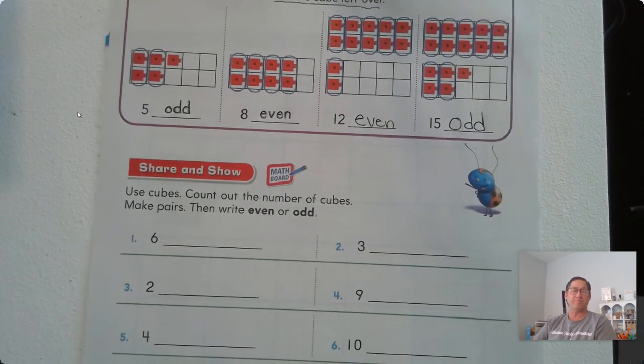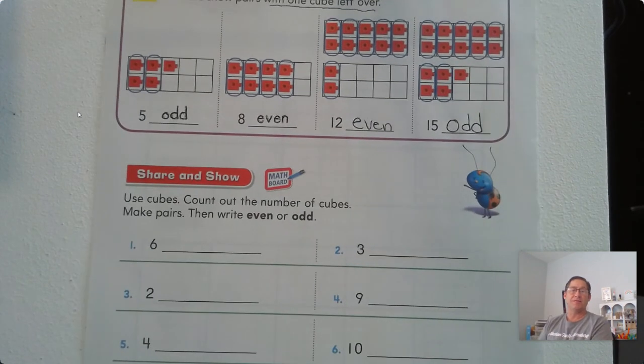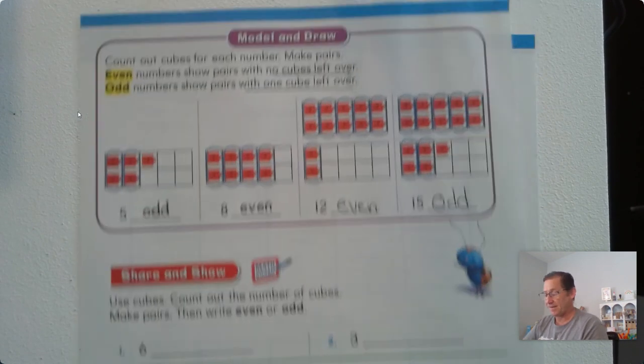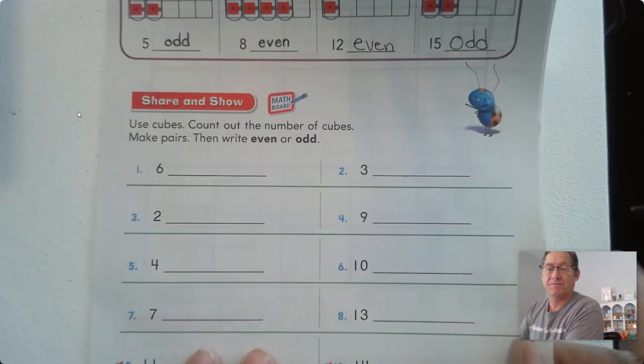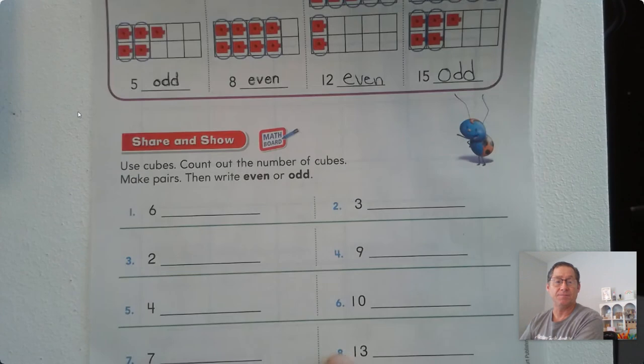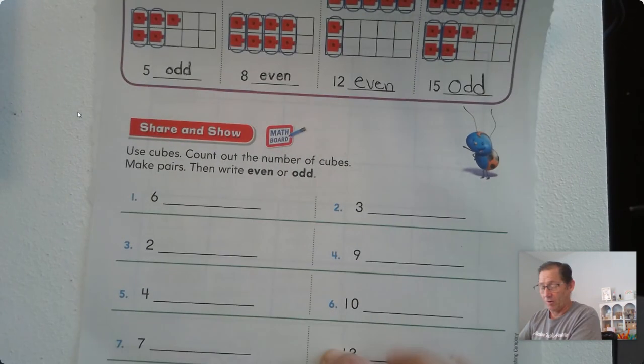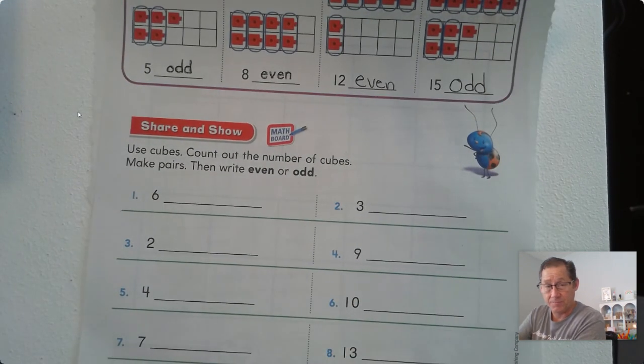All right, so here, use cubes and count the number of cubes. Make pairs, then write even or odd. If you have 10 frames, go ahead and put them in 10 frames. But really, we can do this without a 10 frame. We just have to make sure we pair our numbers up. Or stack our cubes vertically. That means up and down.